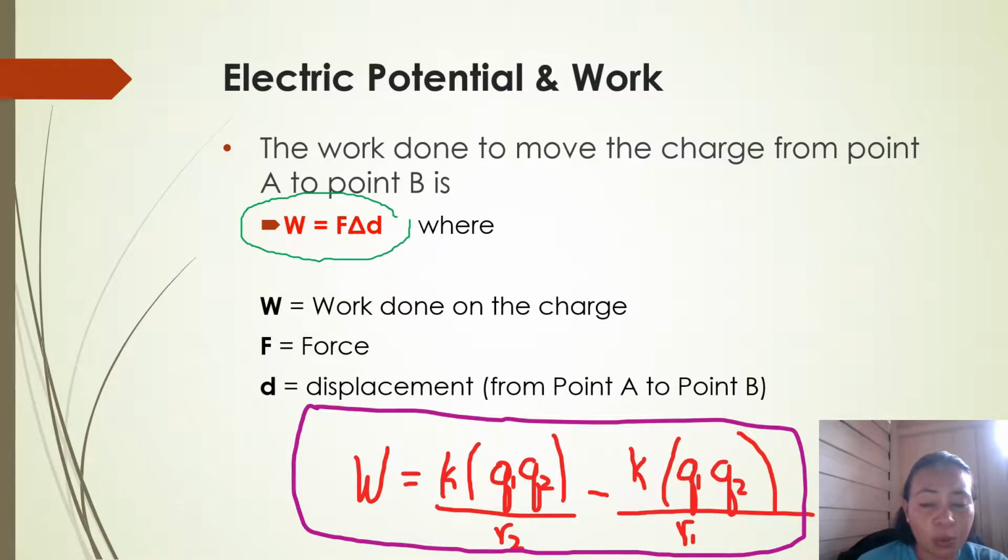Now, when we speak of charges, there is actually work done to move the charge from point A to point B. For example, this is the charge here. Let's say this is your point A of charge 1, this is Q1. You can move this charge to another point, for example point B.